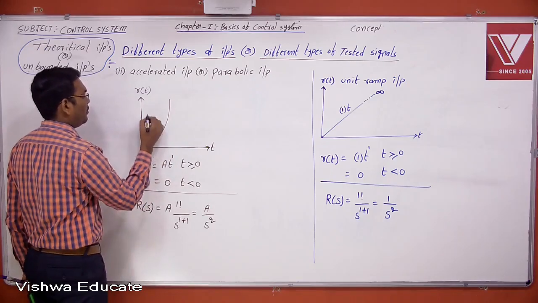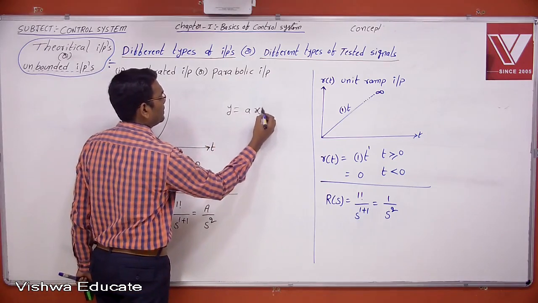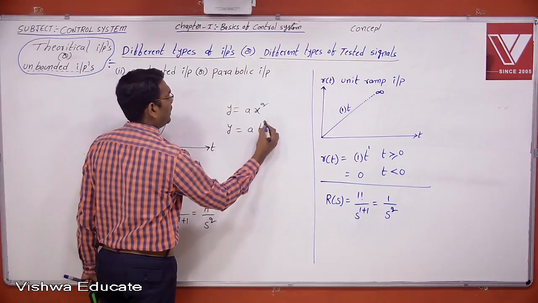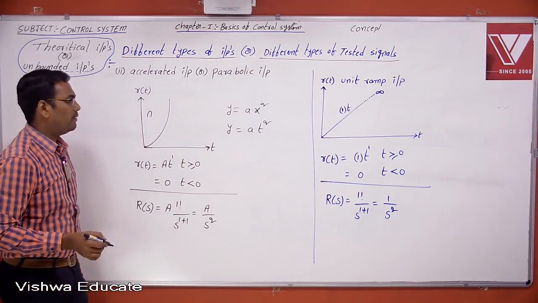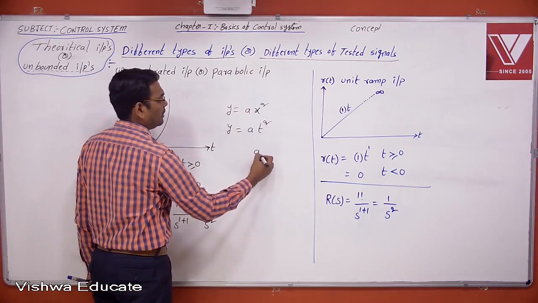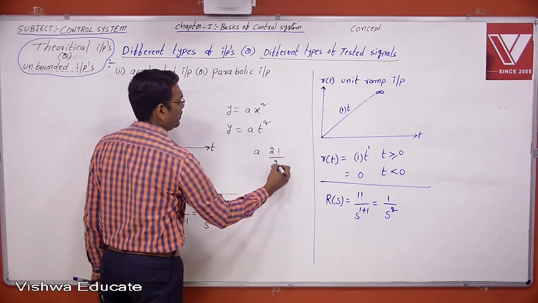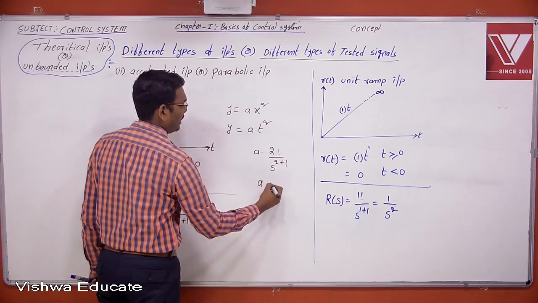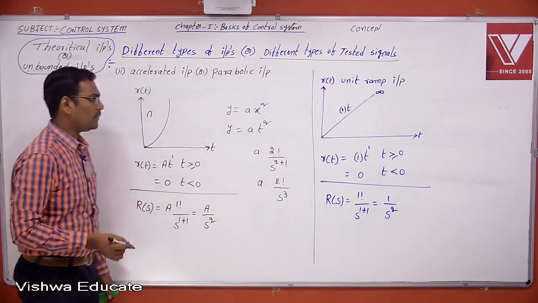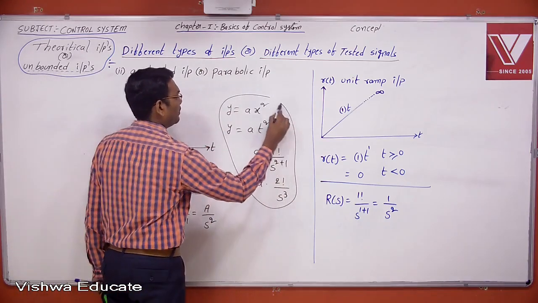Now this is the parabolic input. You know that the parabolic equation is y equals a x square, but with respect to time here, it is a into t square. In the frequency domain, a into t square means 2 factorial by s power 2 plus 1, therefore a into 2 factorial by s cube. This is what actually happens in the frequency domain, right?